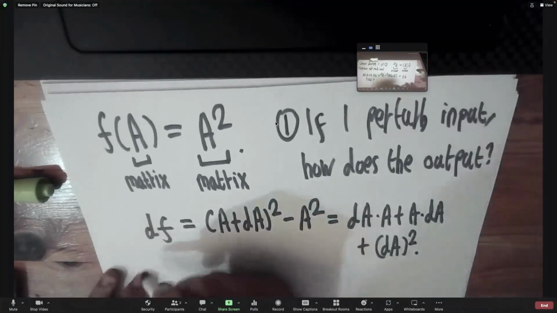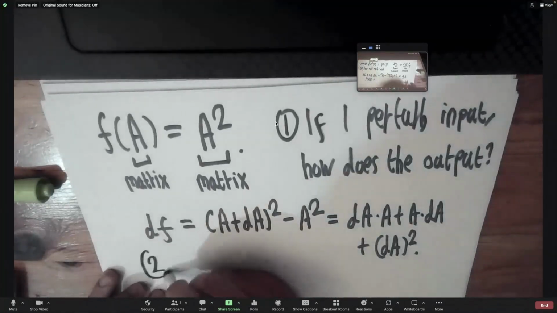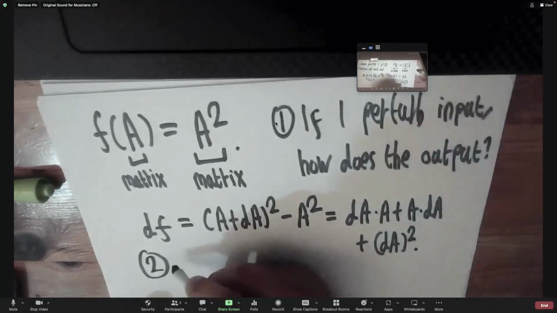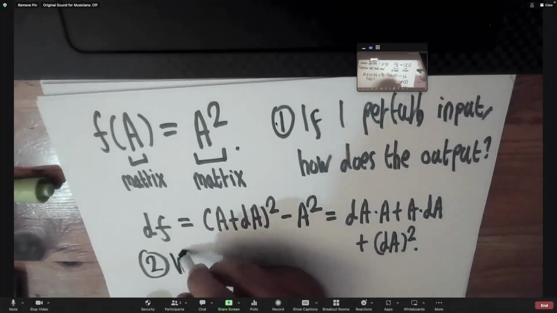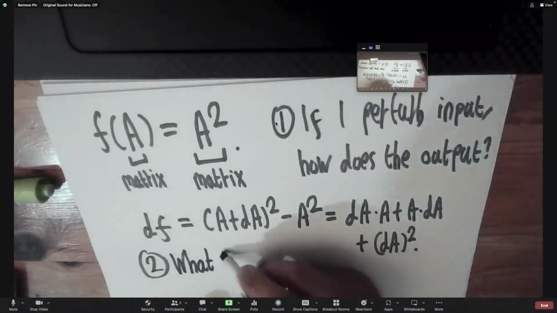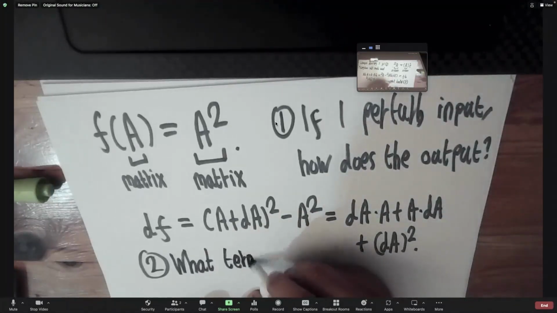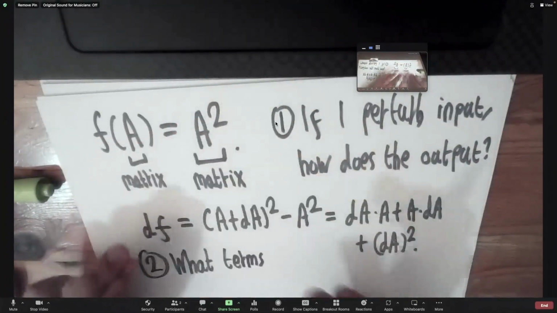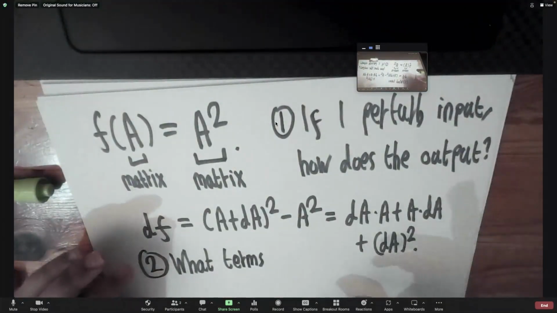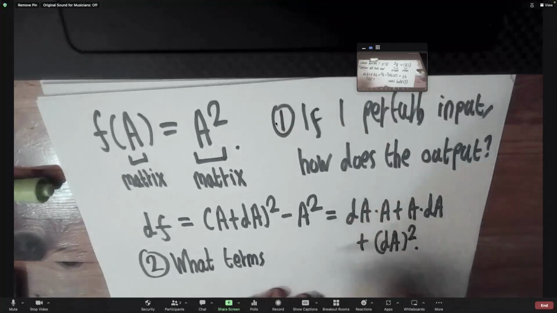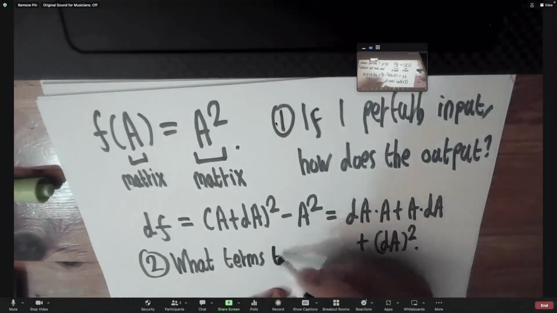And then the second thing is you have this differential, and you want to figure out what terms you can neglect here. What terms do I keep? What terms do I neglect? Because really our goal at this point is to form this derivative, which captures the sensitivity of f with respect to A to the first order, the most important effects, and we have to drop the rest. So the second question is what terms to neglect.